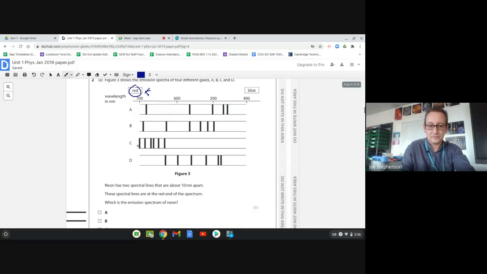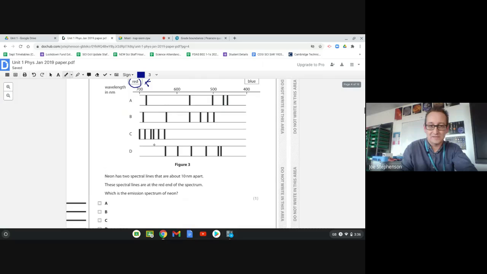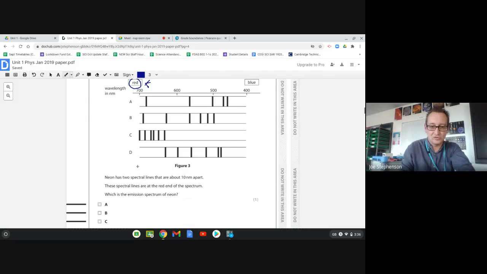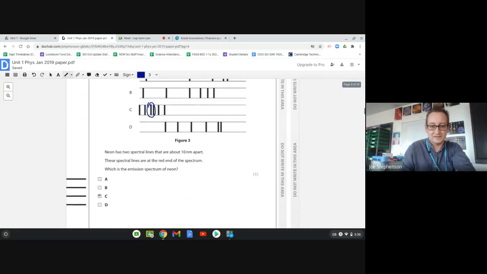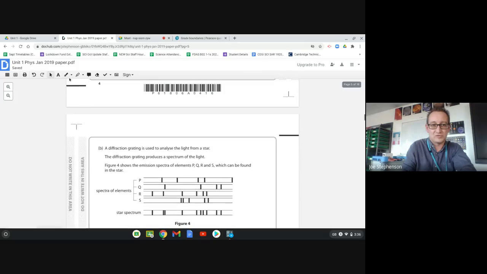Okay. So the next thing that we can then start to think about is which of the emission spectra is neon. Okay, so it must be at this end. So we're looking for two spectral lines close together. And I think most of you can see that those two there are pretty close together in that sense. So we're going to go for C, and C will get you the mark on that one. Again, that's just another really quick, easy mark. If you've done your revision on this, then you should be comfortable when picking this up.